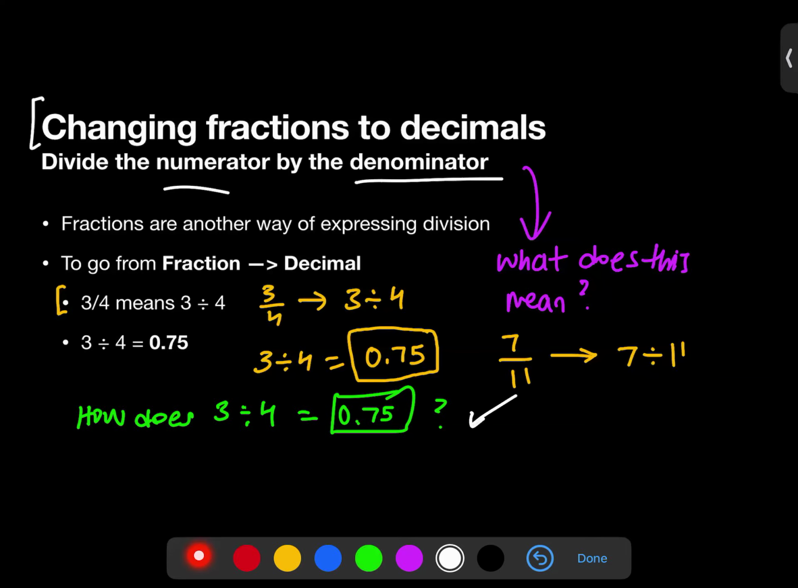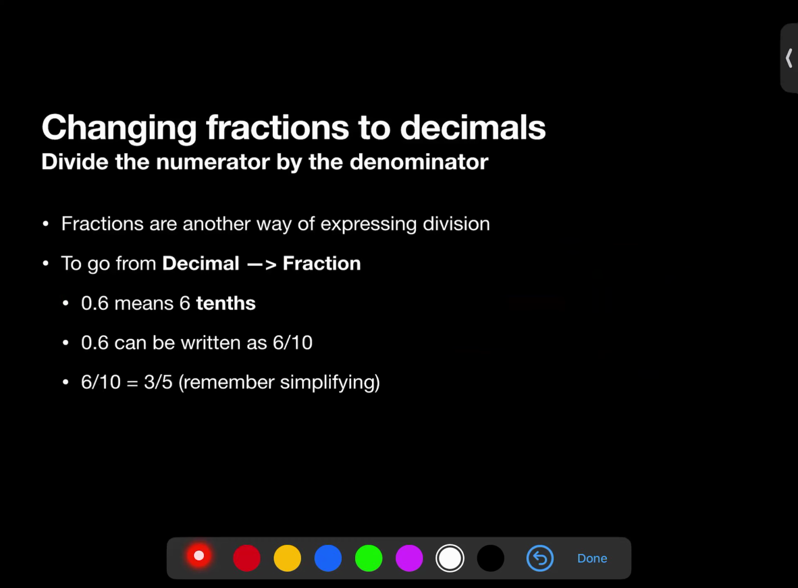So that makes it easy. Then we can just move on to the next topic. So we learned how to go from fraction to decimal, right? But now let's see how to go from decimal to fraction.